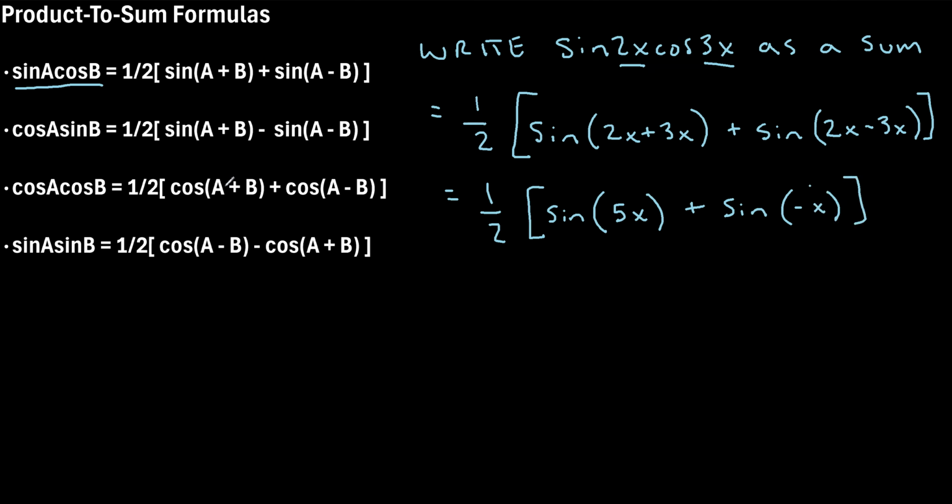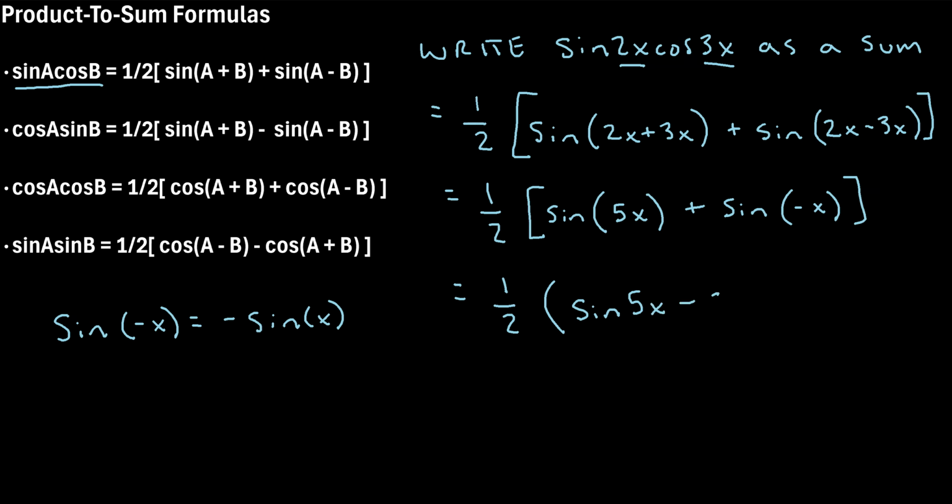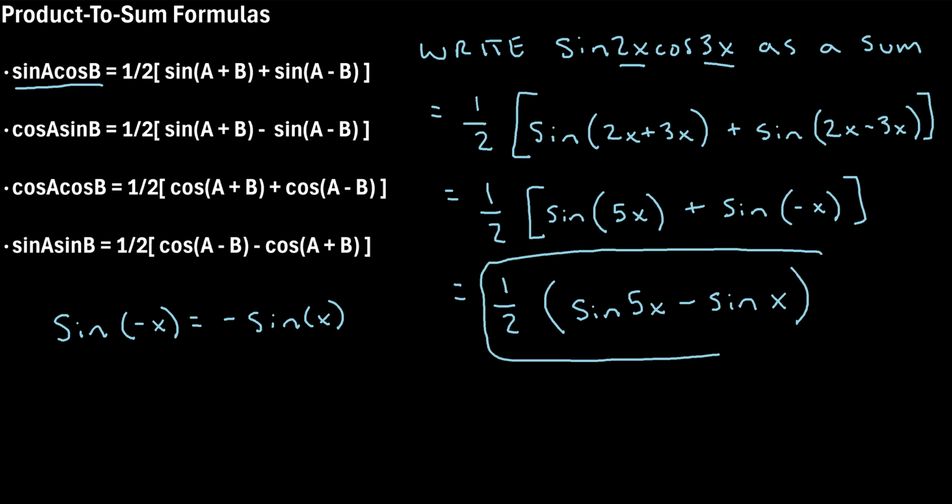Now, the last way that we can simplify this expression is we can recognize that the sine of negative x, that is what we call an odd identity. So, if you'll recall, the sine of negative x is equal to the negative sine of x. So we can rewrite that as negative sine of x. So our final answer will be 1/2 times sine 5x minus sine of x. So that is how we can write sine of 2x times cosine of 3x as a sum.